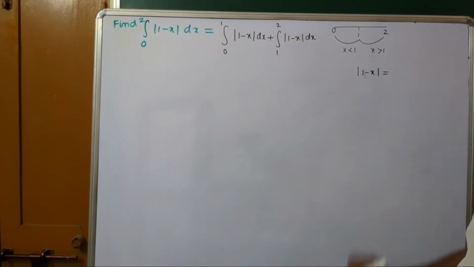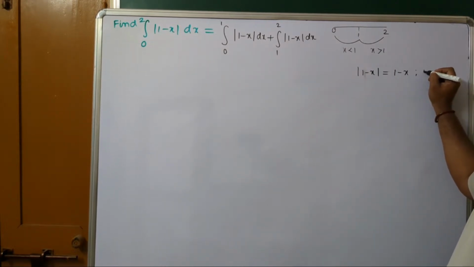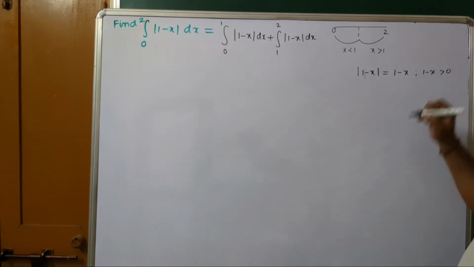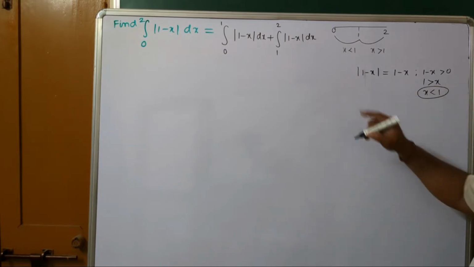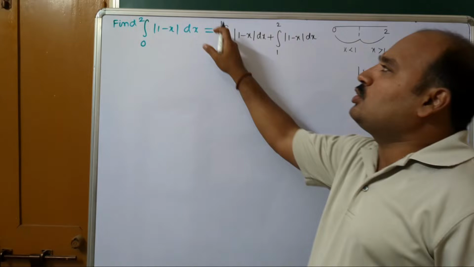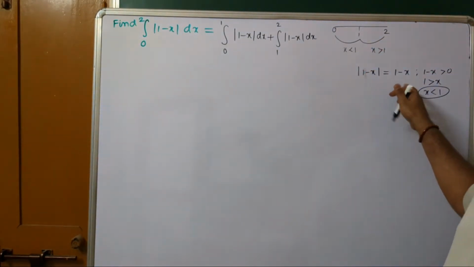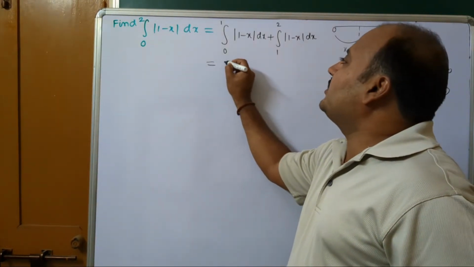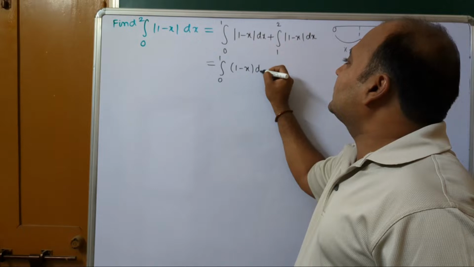is equal to 1 minus x when 1 minus x is greater than 0. So 1 is greater than x, x is less than 1. X is less than 1 means from 0 to 1 only, no. In place of mod 1 minus x, you have to replace with 1 minus x. So integral 0 to 1, 1 minus x into dx.